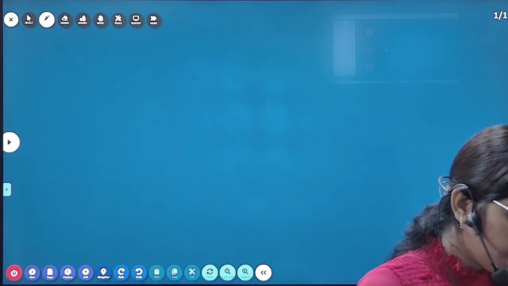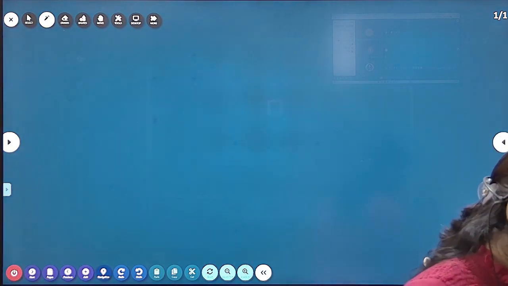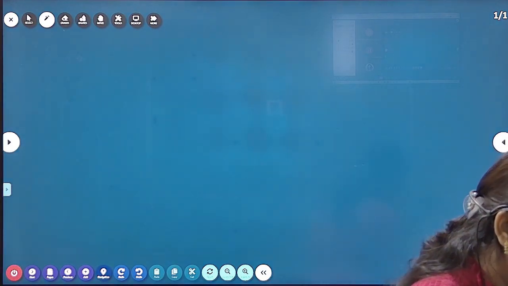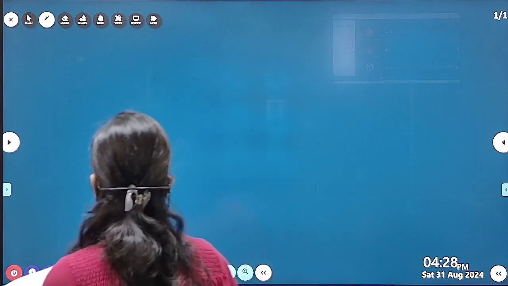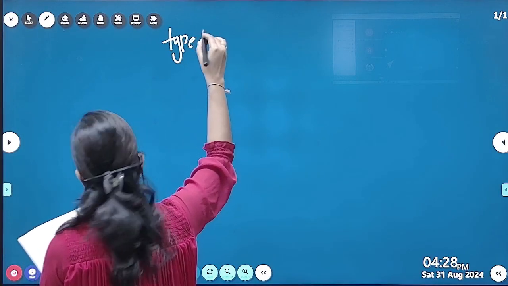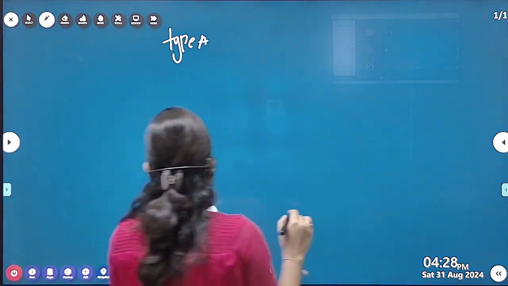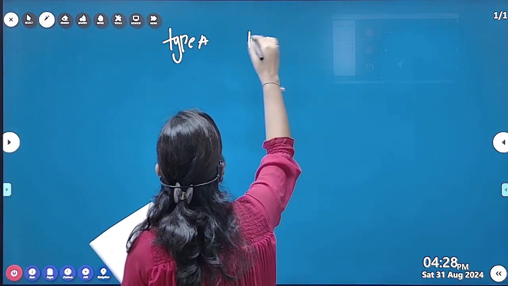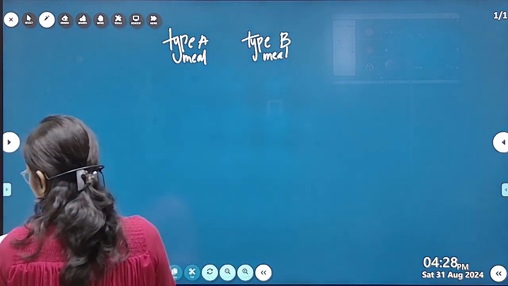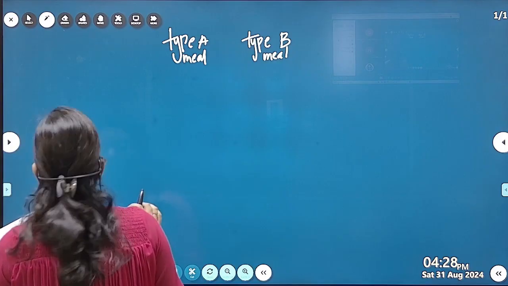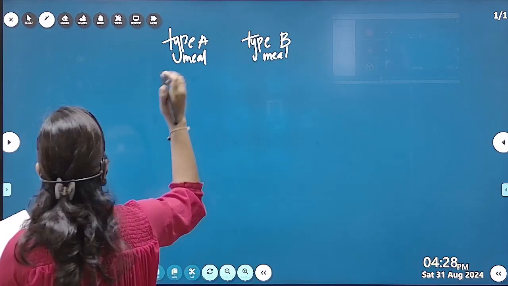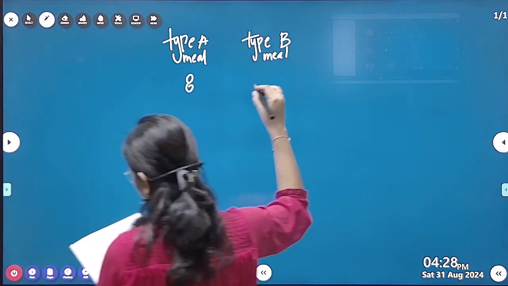is on a low cholesterol diet. During the lunch at office canteen, he always chooses between two particular types of meals, type A and type B.